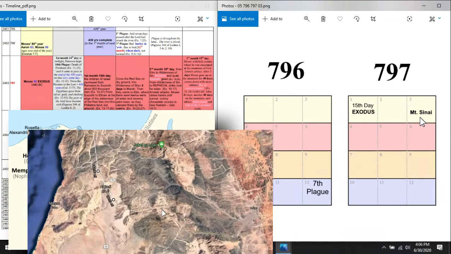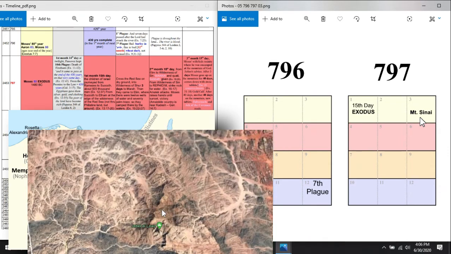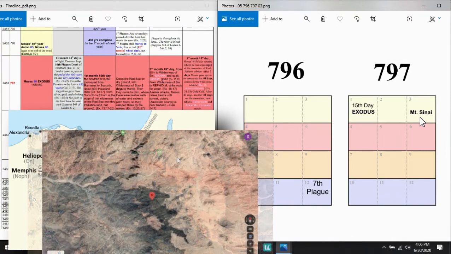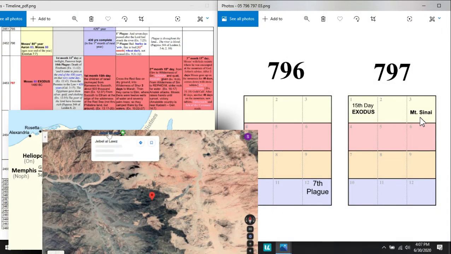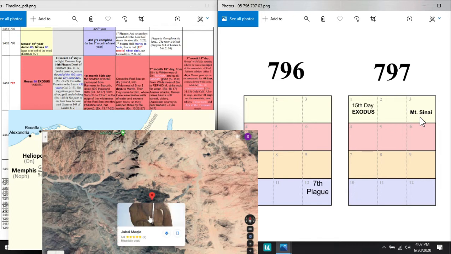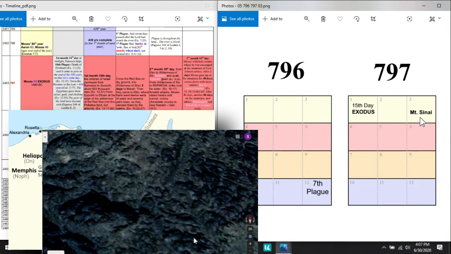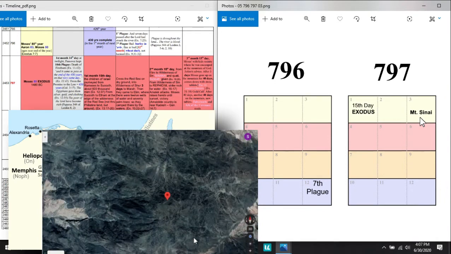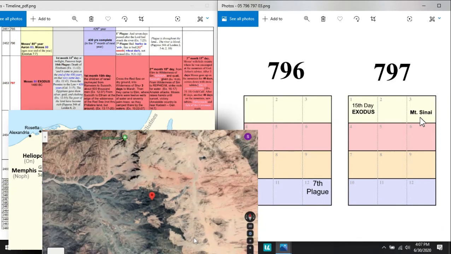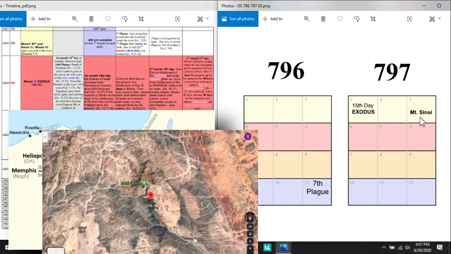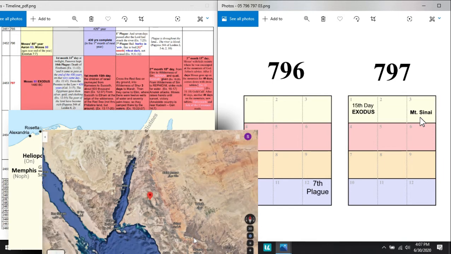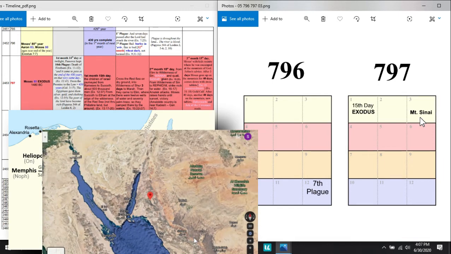Using satellite imagery, if we zoom in on one of the suggested possible sites of Mount Sinai, Jabal al-Lawz, we see that just south of that is another possible site, Jabal Makla, which means burnt mountain. This may indeed be evidence of when Exodus 19:18 says that the Lord descended on the mountain in fire, and the smoke rose like a furnace, and Deuteronomy 4:11 that says that the mountain burned with fire, and the Lord spoke to you out of the fire. Although compelling, this is still just speculation.